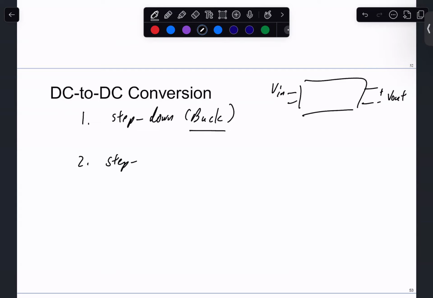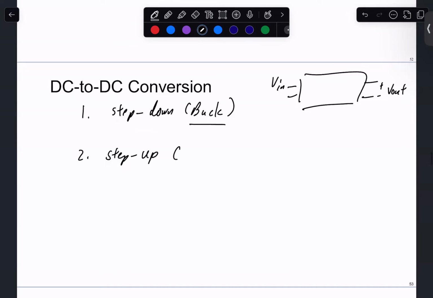And then the second thing is, obviously, step up. This is called a boost converter. So we're stepping up the voltage. And then the interesting thing is there is actually another type of DC to DC conversion we want to do. It's not just step up and step down. Sometimes we want to reverse the polarity of the output.